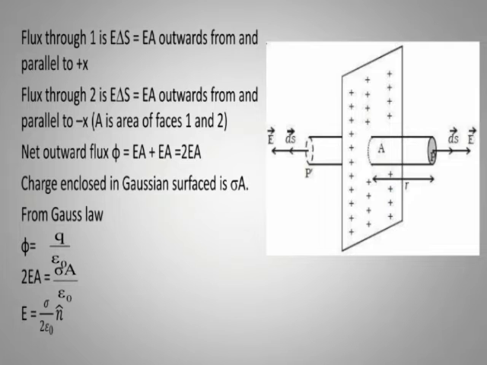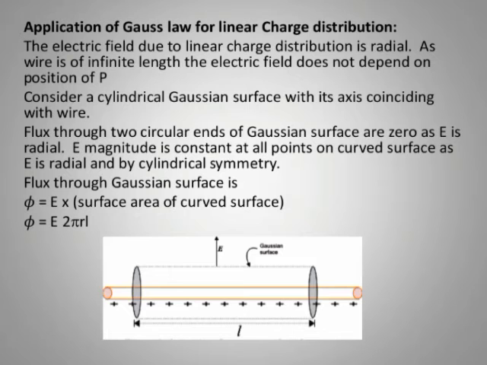Now if I consider the value of phi according to electric flux, it tells you it is twice the area times the electric field. So what exactly is the formula? Going back to the previous derivation, it tells you E into the surface area of the curved surface. Okay, so just remember it is E into surface area.